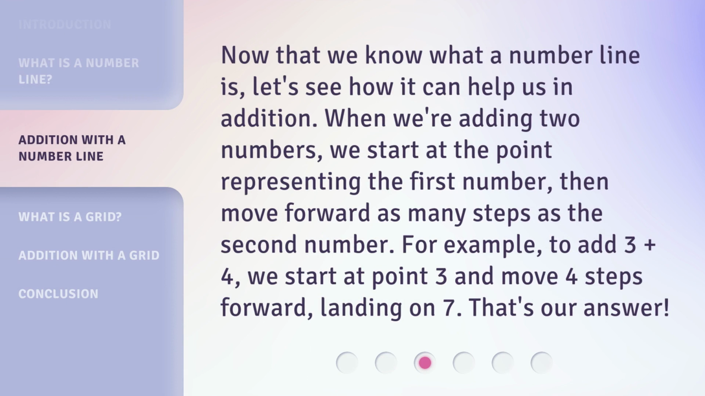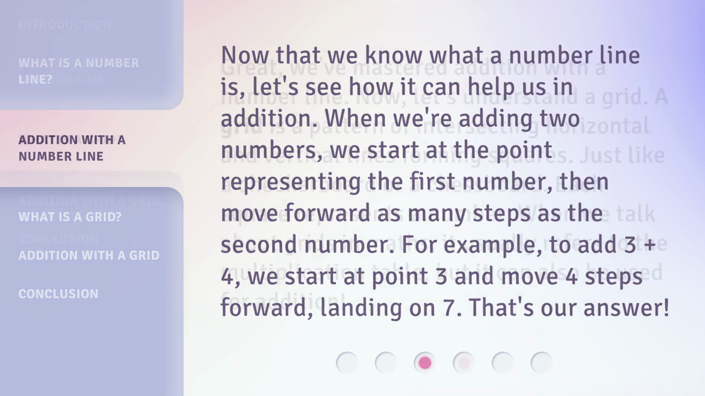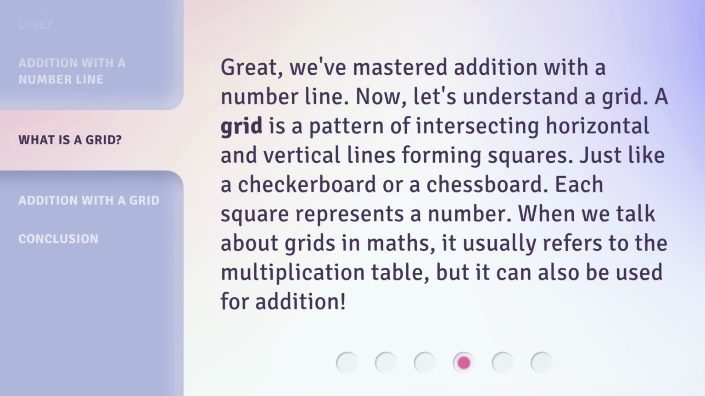Now that we know what a number line is, let's see how it can help us in addition. When we're adding two numbers, we start at the point representing the first number, then move forward as many steps as the second number. For example, to add 3 plus 4, we start at point 3 and move 4 steps forward, landing on 7. That's our answer. Great, we've mastered addition with a number line.